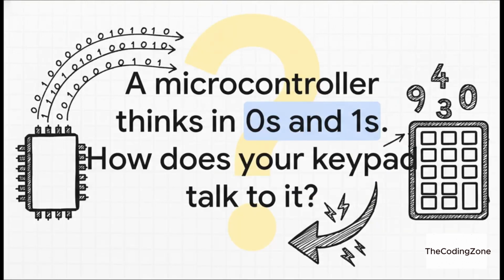So here's the basic problem, right? The brain of any project, the microcontroller, is a native speaker of binary. That's all it knows. But the things we use to talk to it, keypads, 7-segment displays, they all speak in our decimal system. So, how do we translate? How do we make sure that when you press the number 9, the chip doesn't just see a bunch of meaningless bits and get confused?